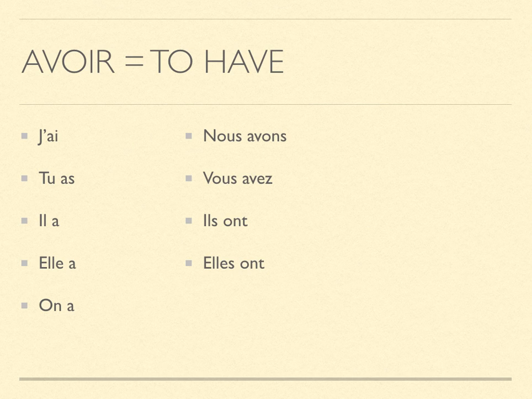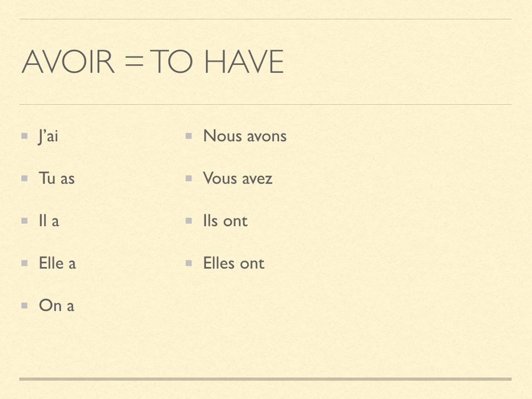Here are the conjugations of avoir, starting with j'ai, I have, tu as, you have, il a, he has, elle a, she has, on a, one has, nous avons, we have, vous avez, you have, ils ont, they have, a group of guys, and elles ont, they have, a group of girls.